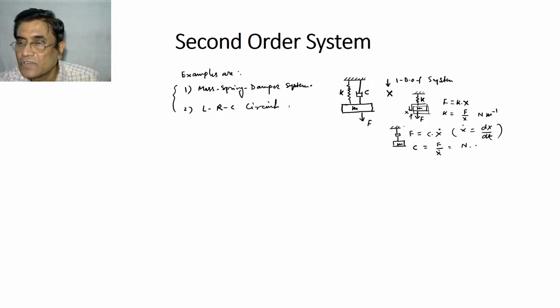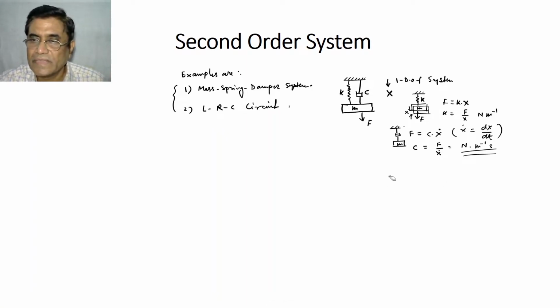This is x dot, meter, Newton per... Newton second per meter, isn't it? So F divided by meter per second. So second is going up. So this is the unit of damping coefficient. So these are very simple things which you should know. So let us now go further and discuss further.